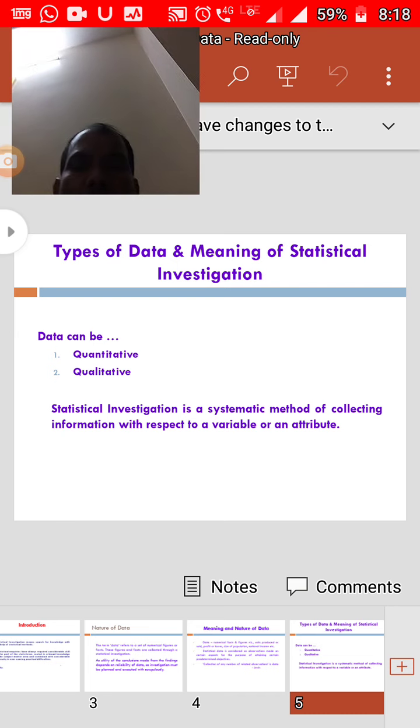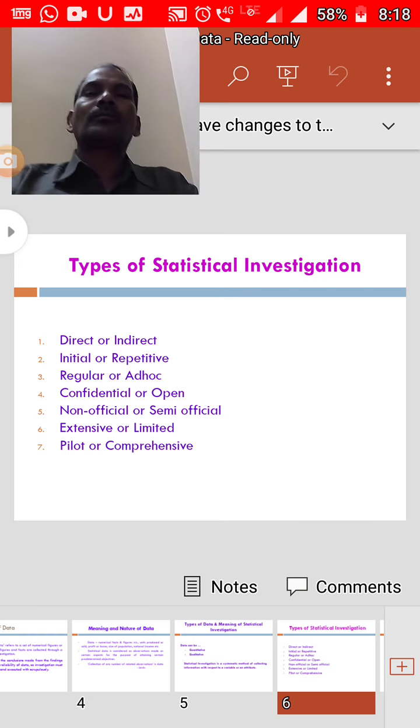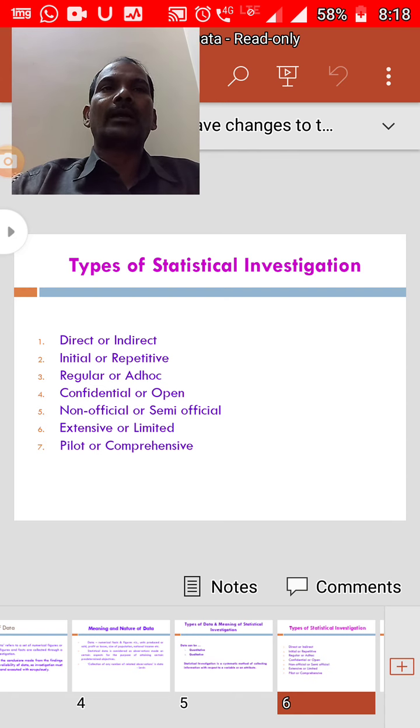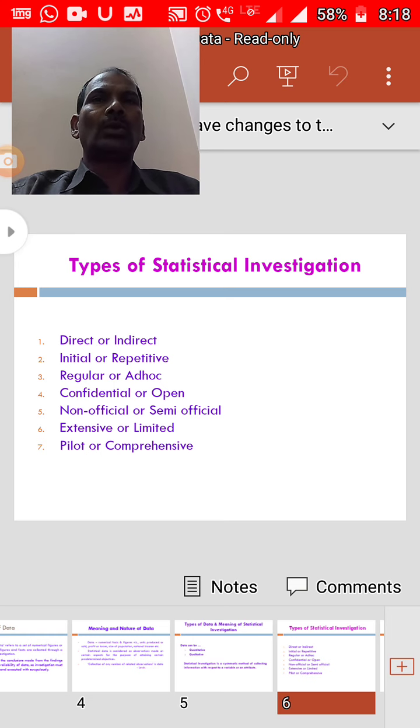Okay, next we'll discuss types of statistical investigations. Before the investigator starts the work of data collection, he must decide about the type of investigation, as the planning and organizing of data depends on the type of investigation. Further, the objective and scope of investigation, the organizational arrangements, preparation of questionnaires and schedules, methods and techniques of data collection and processing of data depend to a large extent on the type of investigation.